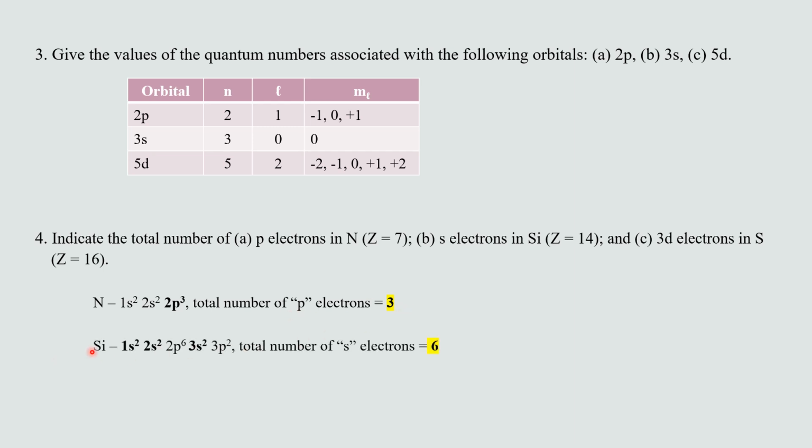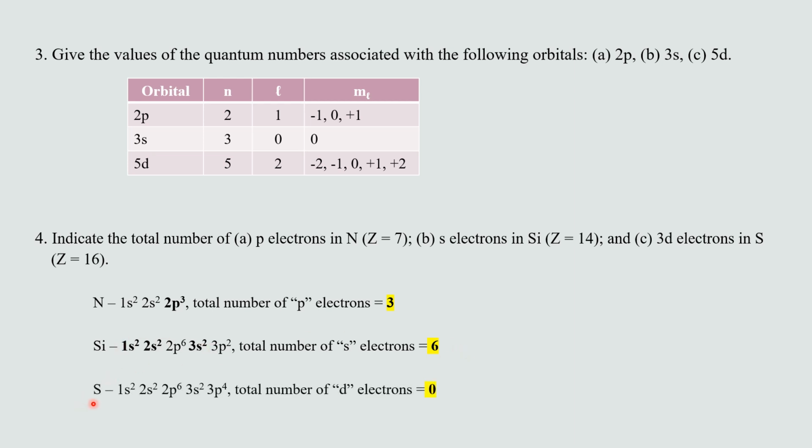Next, silicon, atomic number is 14. There are 14 electrons. 1s2, 2s2, 2p6, 3s2, 3p2. So silicon is just below carbon. The total number of s electrons: this is 1s2, 2s2 and then 3s2. There are 6 total electrons.